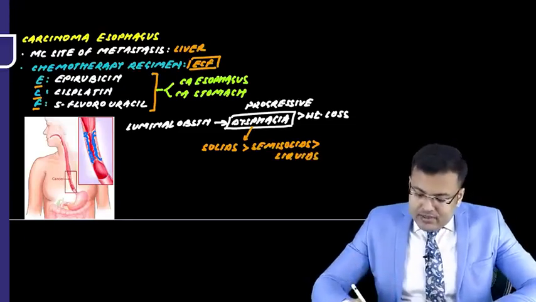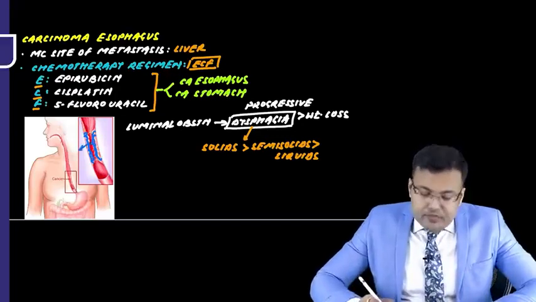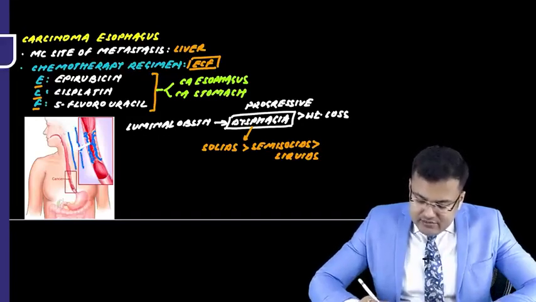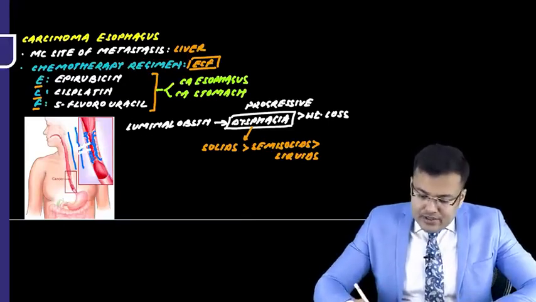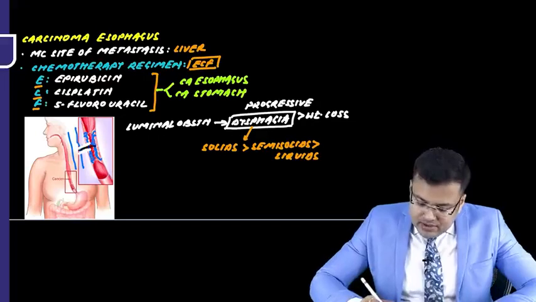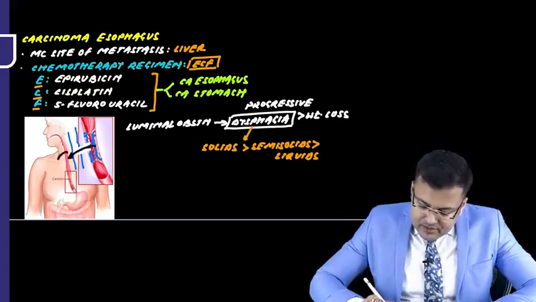Second problem, sometimes this malignancy is going to penetrate the wall, and after that it is going to communicate with the trachea. If it communicates with the trachea, what will happen? There is formation of a tracheoesophageal fistula. Suppose a patient develops a tracheoesophageal fistula.